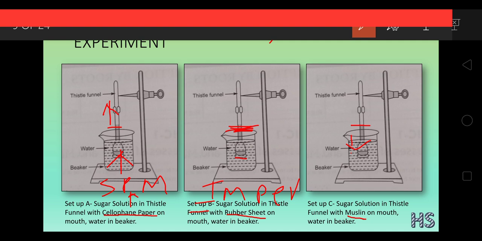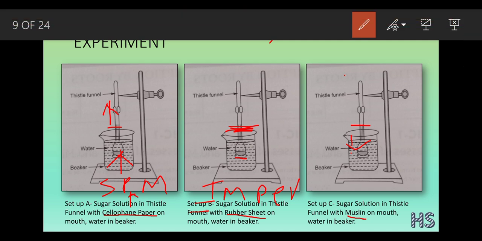Now this is the third part, setup C. With muslin cloth we have covered its mouth, right? So what happened in setup C? The starting level was up. After an hour, what we would have noticed is that the level fell. The solution inside the thistle funnel fell. Why did it fall? There is a reason behind that.